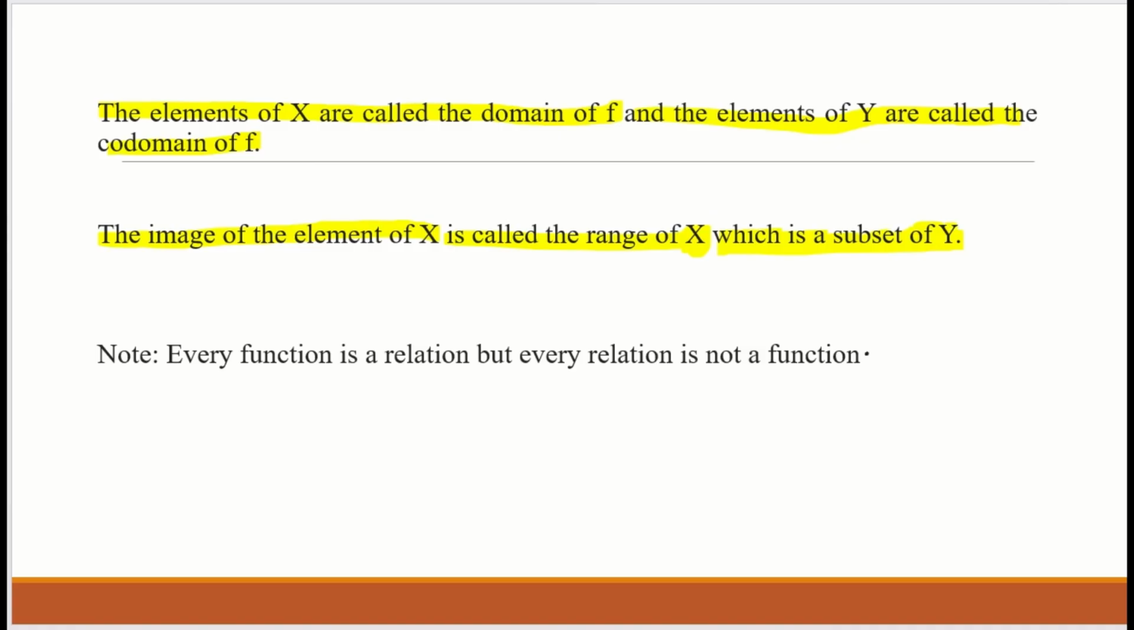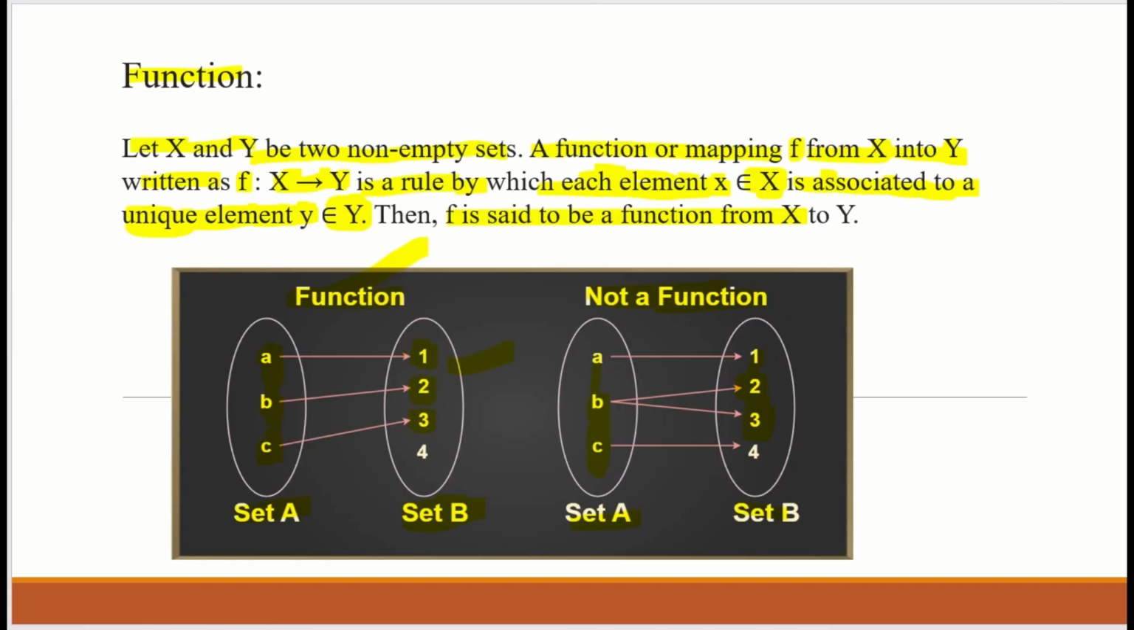Then every function is a relation, but every relation is not a function. Okay, previously we saw that this is a function, but that one is not a function, though it is a relation. Okay, it is not a function.